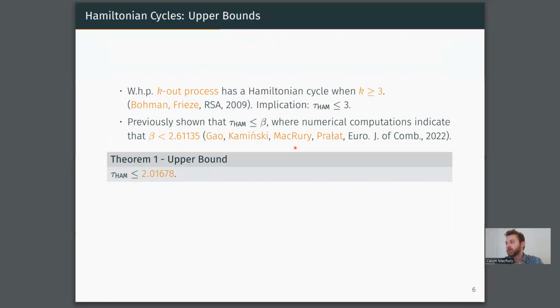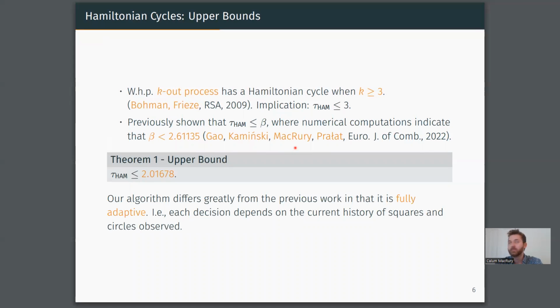And in this work, we provide a substantial improvement on our previous upper bound. But kind of more interesting is that the algorithm we use here is fully adaptive. So every decision made by the algorithm depends on the current history of squares and circles observed. This contrasts with our previous work, where there were only really four or five phases. In other words, we were really just making an improvement on what was already known by Bowman and Fries.